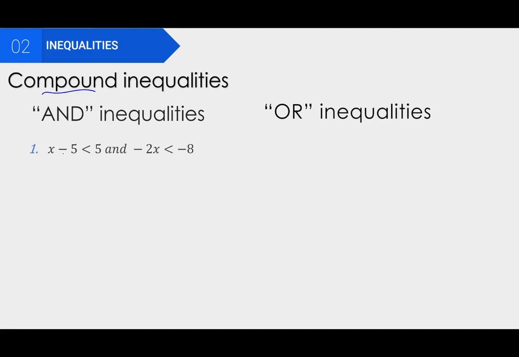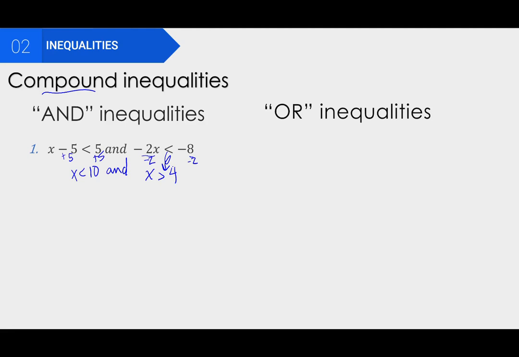So let's go ahead and solve that. Add 5, x is less than 10. Let's keep our AND here. Solve this one. Ooh, a negative. I'm so good at reminding you of that already. Flip the direction of the inequality. X is greater than +4, so divided by -2.